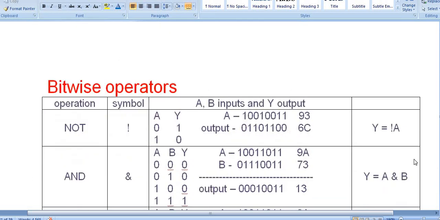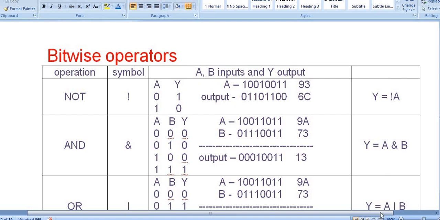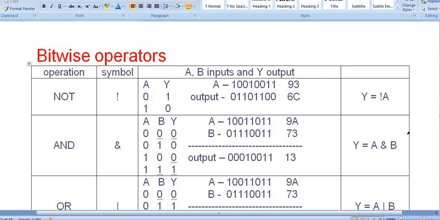There are also bitwise operators. Bitwise operators operate on single bits. The NOT operator means 0 to 1 or 1 to 0. So if this is the number A, then every 1 is made 0, every 0 is made 1, and a new number is generated as a result of the NOT operation. So when you say NOT A, you get this result if A is this.